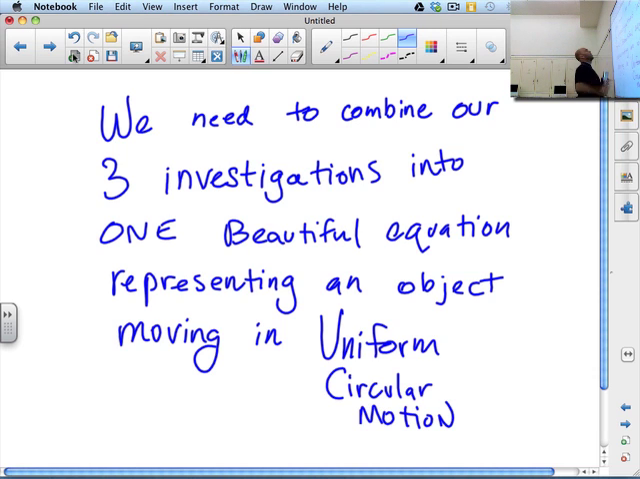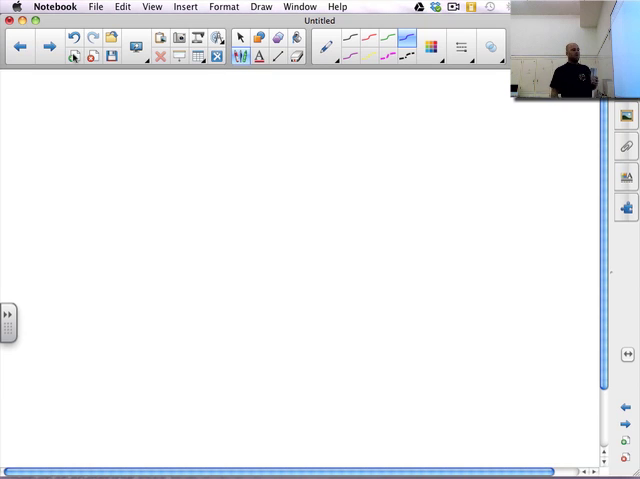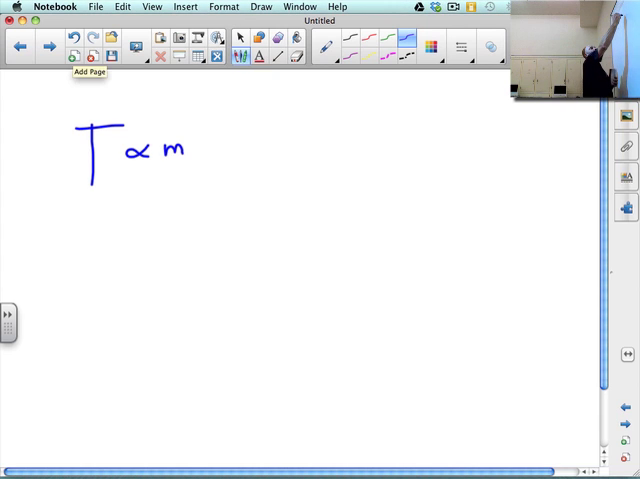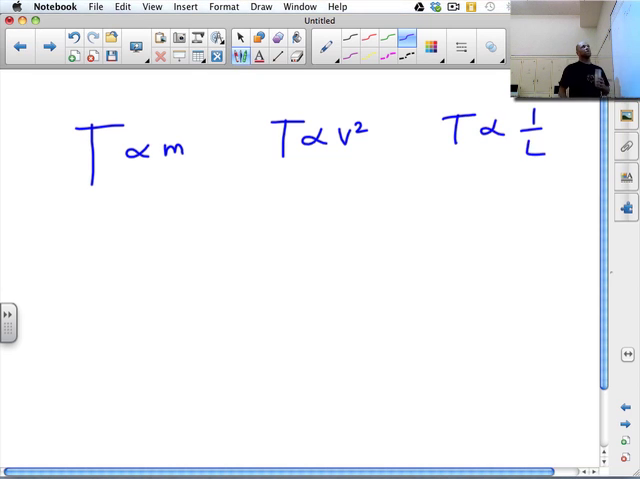So here we go. You have evidence that T is proportional to m. Everybody good? You got evidence that T is proportional to v squared, and you got evidence that T is proportional to 1 over L. Notice the symbol meaning proportional to.